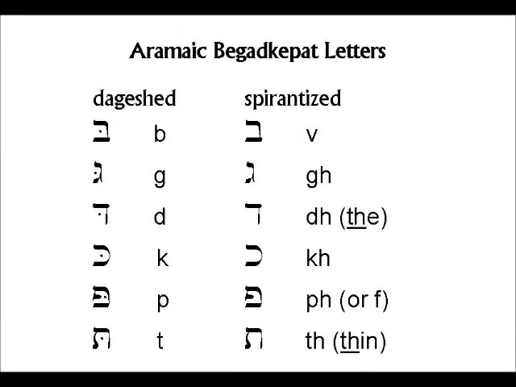The Aramaic Begadkephat letters are the same as in Hebrew, but modern Hebrew has flattened some of these sounds where Aramaic has not. Beit, Veit, Gimel, Gimel, Daleth, Thaleth, Kaf, Chaf, Pei, Fe, Tau, and Thou.